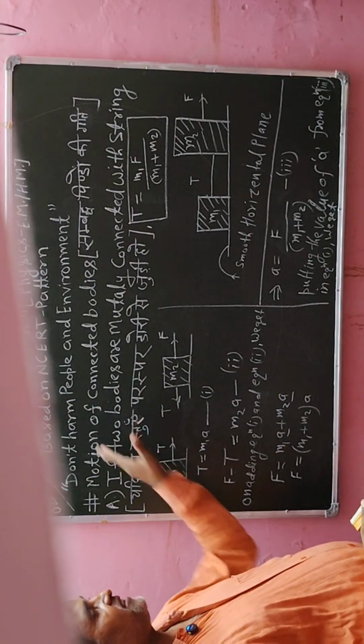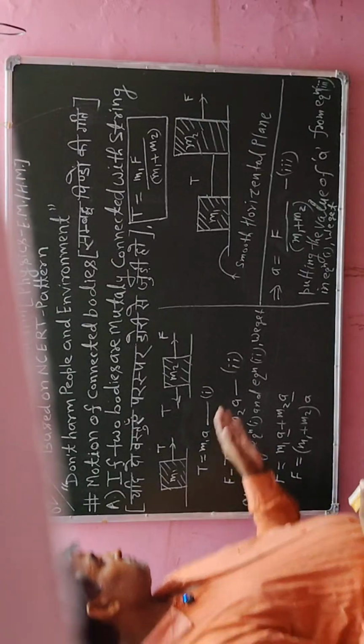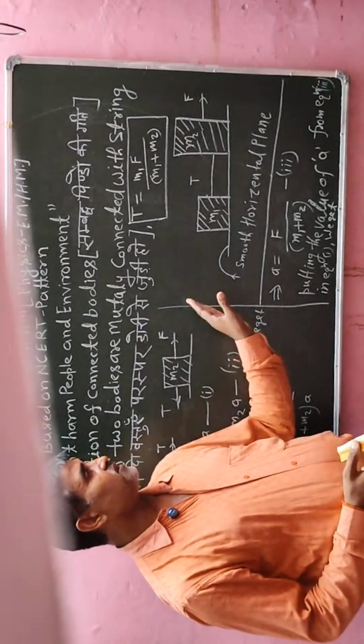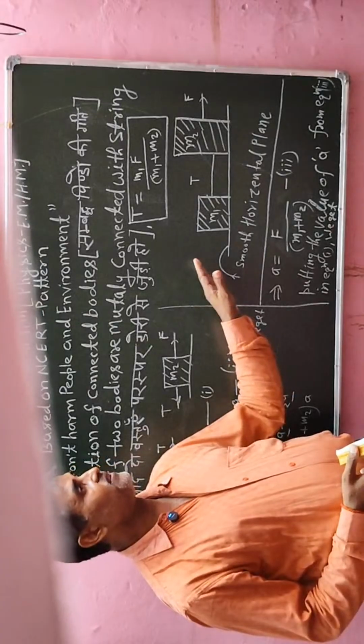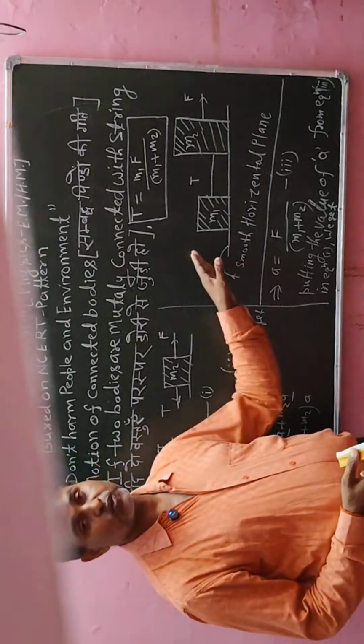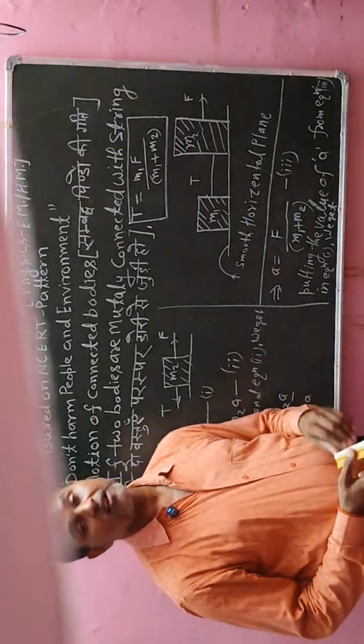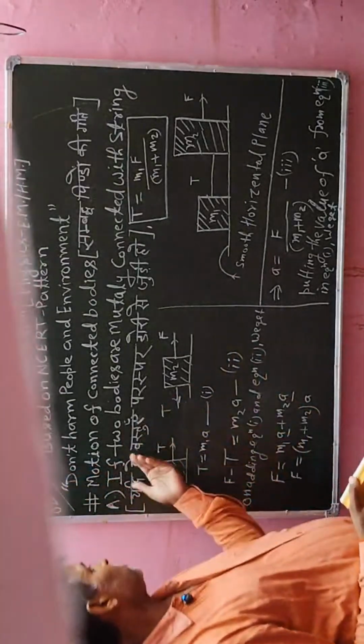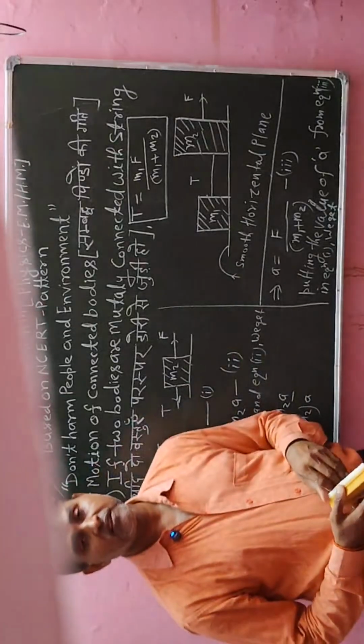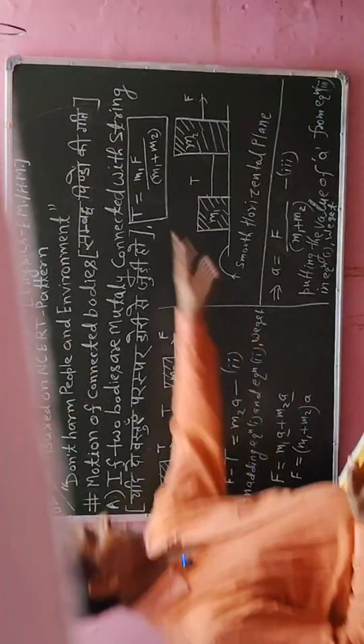in this connection I have to explain this way. If I connect another object, I will get another tension force also. So this is the way. According to this way we will calculate two or three bodies which are connected mutually with a string.